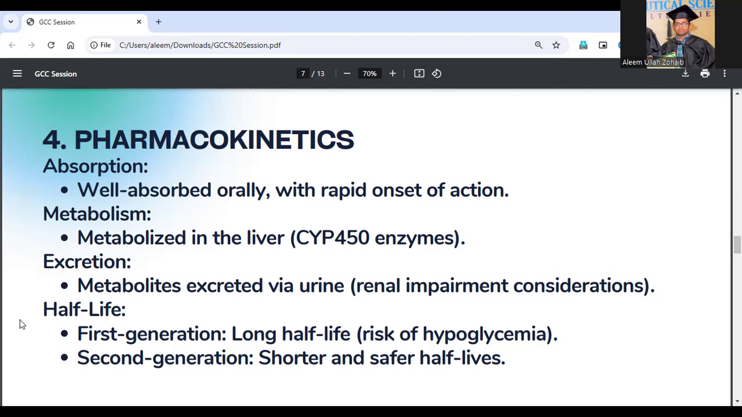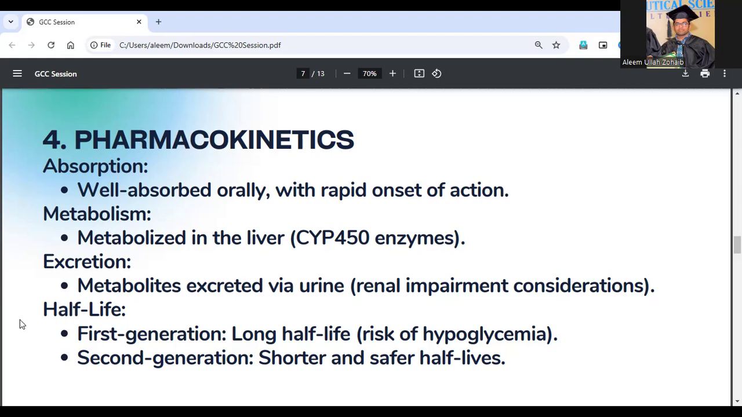Metabolizing slowly means the drug is excreted from the body slowly, and the duration of staying in the body is longer and causes more therapeutic effects and also more side effects and drug interactions. Excretion: metabolites are excreted via urine, with renal impairment consideration. When the patient has renal failure, we need to adjust the dose according to the percentage of failure.